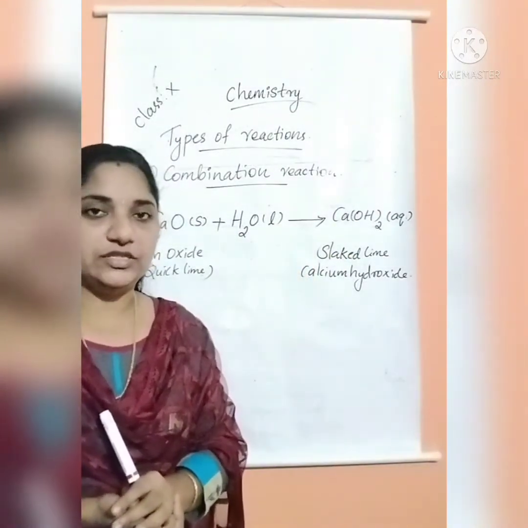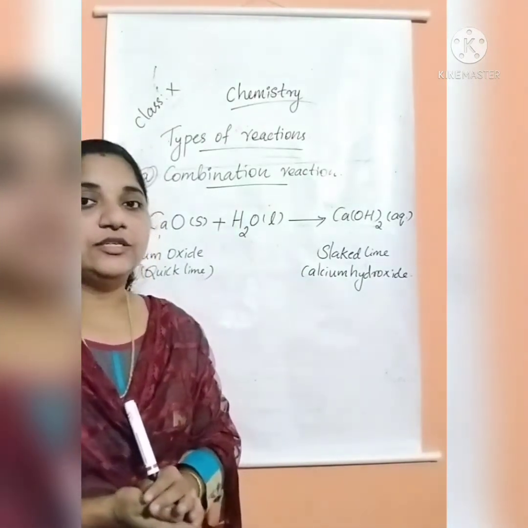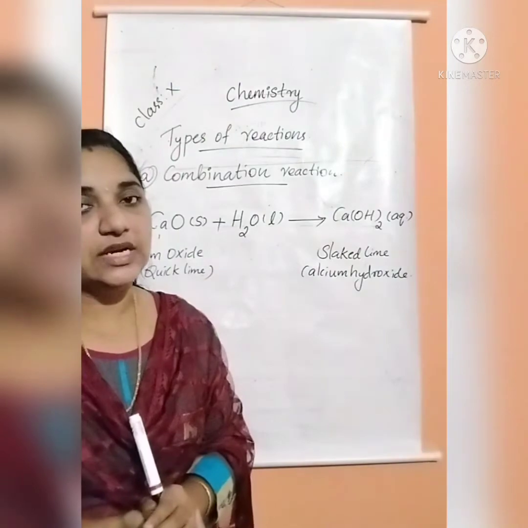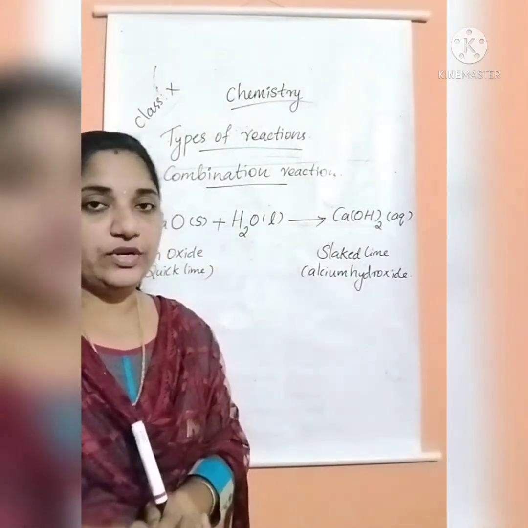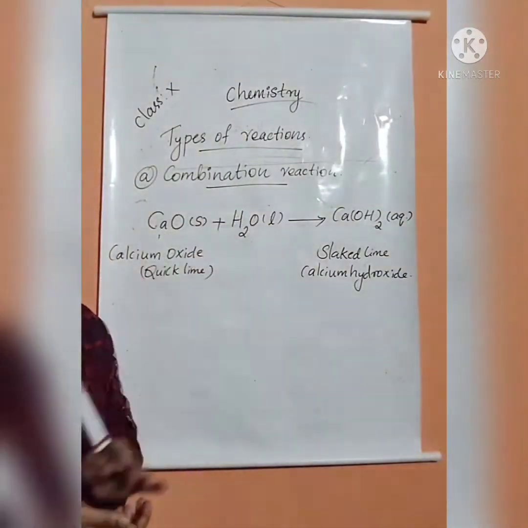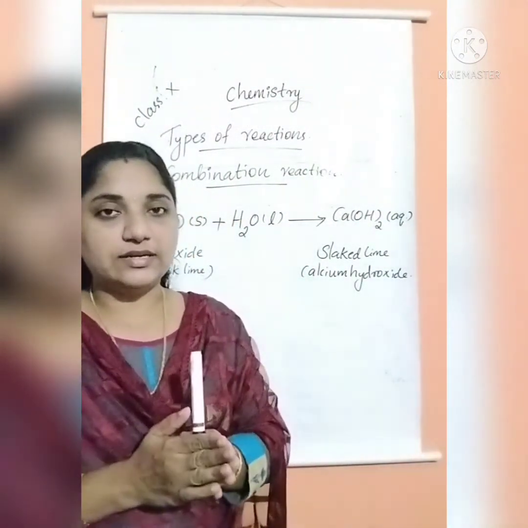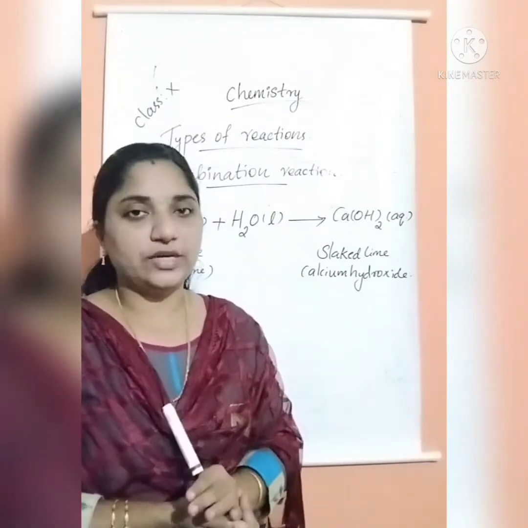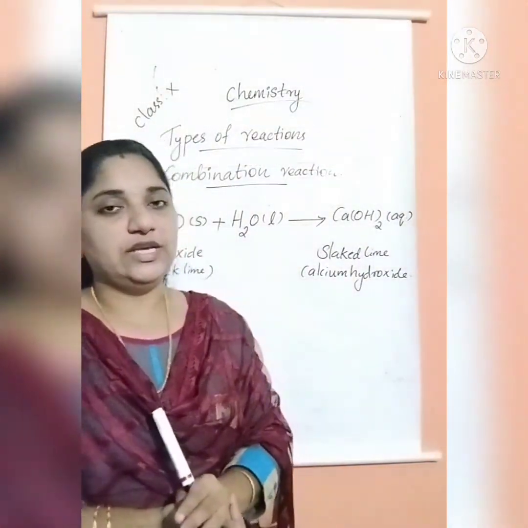That is combination reaction. So, in a combination reaction, two or more reactants react together to form a single product, or a single product is formed from two or more reactants. That type of reaction is known as combination reaction. That is, two or more reactants combine together to form a single product.